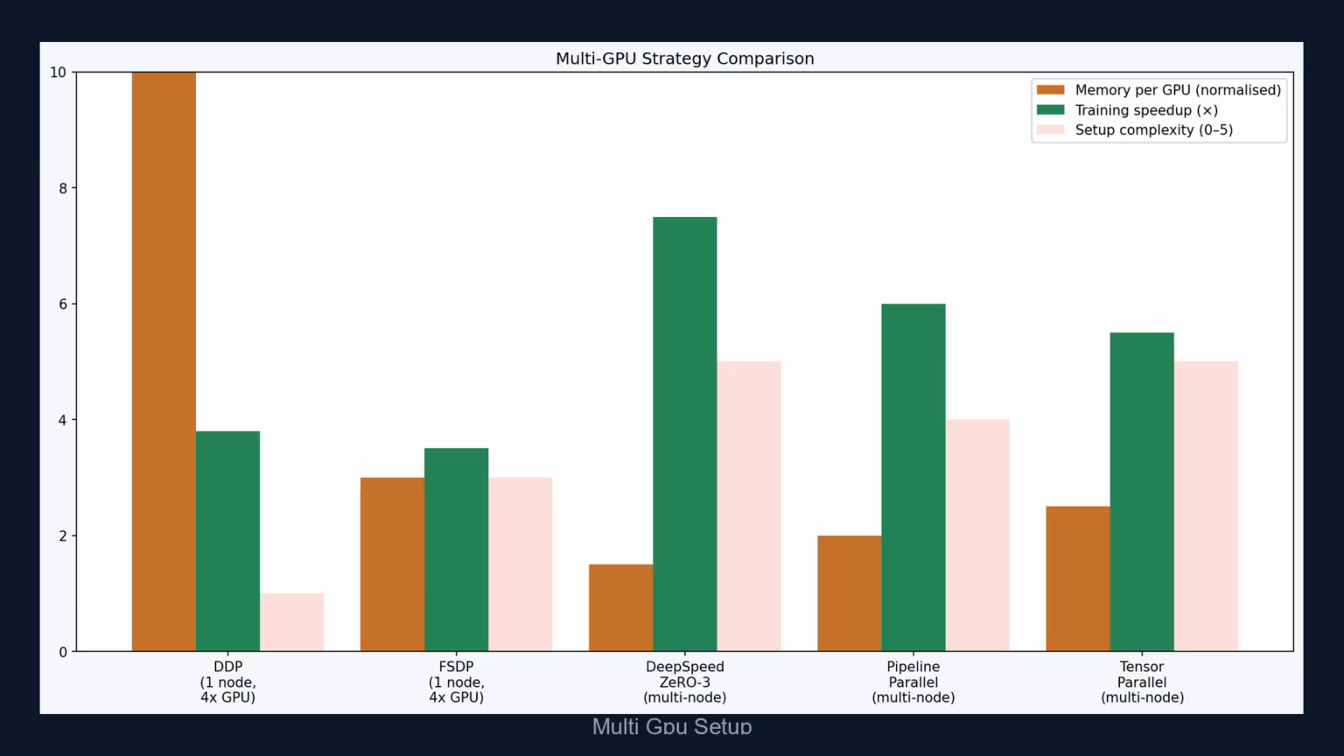DeepSpeed Zero 3 pushes memory efficiency further and shines in multi-node configurations, multiple machines each with multiple GPUs. Pipeline and tensor parallel strategies trade off differently depending on whether your bottleneck is layer size or attention head size. For your 2 P40s, running fine-tuning with LoRA, DDP, or data parallel covers your needs. These other strategies become relevant as you scale to larger models or more hardware.